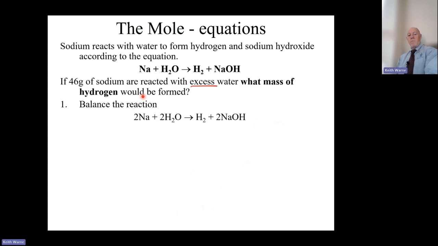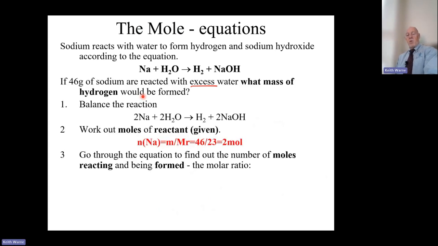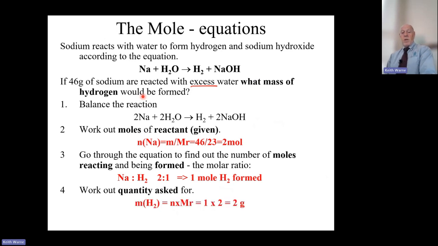So you balance the equation. You worked out the moles was 2 moles. You worked out the molar ratio of hydrogen to sodium, and the molar ratio of hydrogen to sodium is 1:2 or 2:1. So you get 1 mole of hydrogen formed, and 1 mole of hydrogen weighs 2 grams.